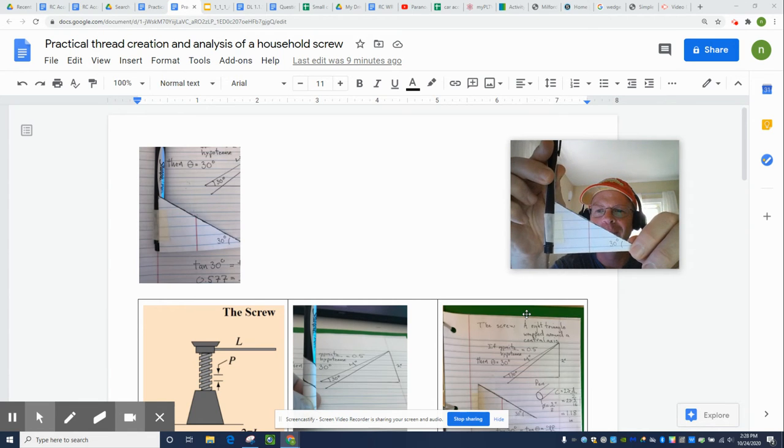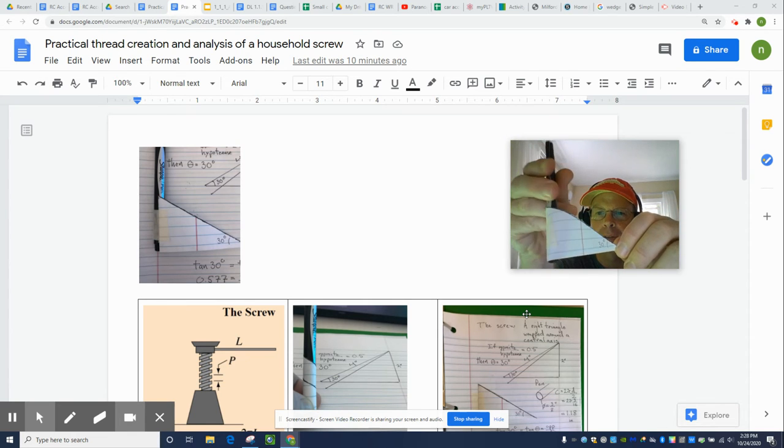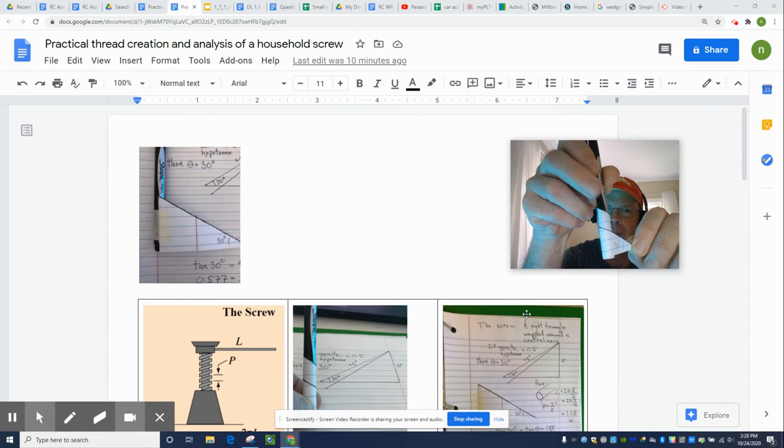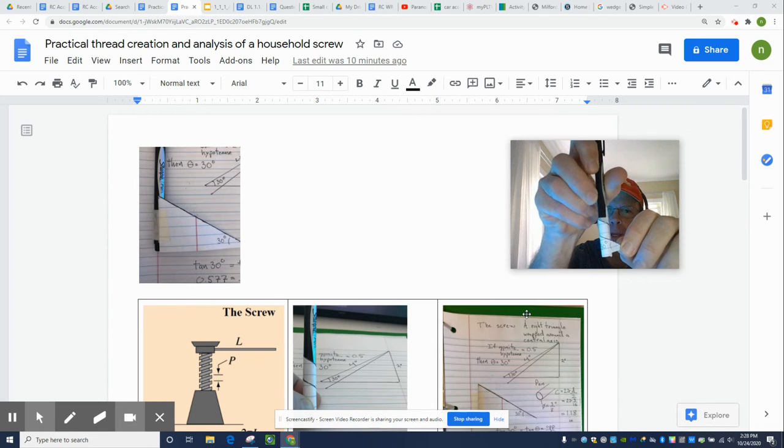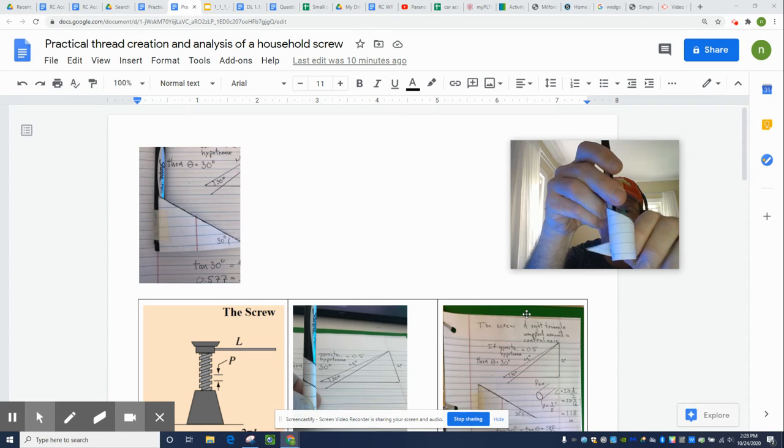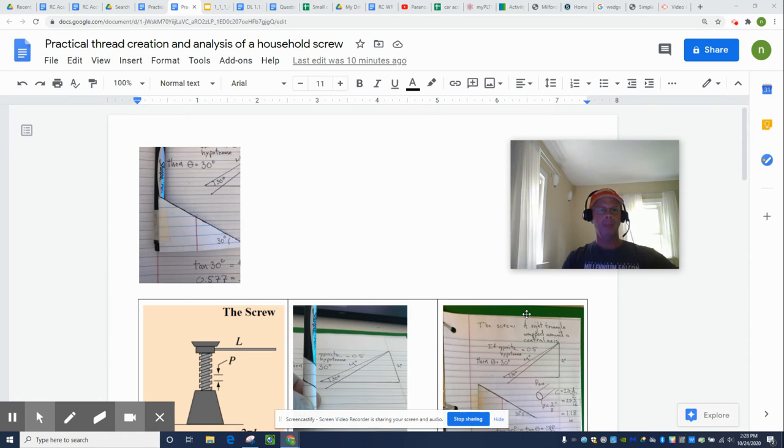I'd like to make the threads on a screw. That is, convince you that a right triangle wrapped around a central axis is indeed a screw. Oh, hang on. You see the magic happening right there? The hypotenuse becomes the threads. Anyway, you're going to make a few right triangles.